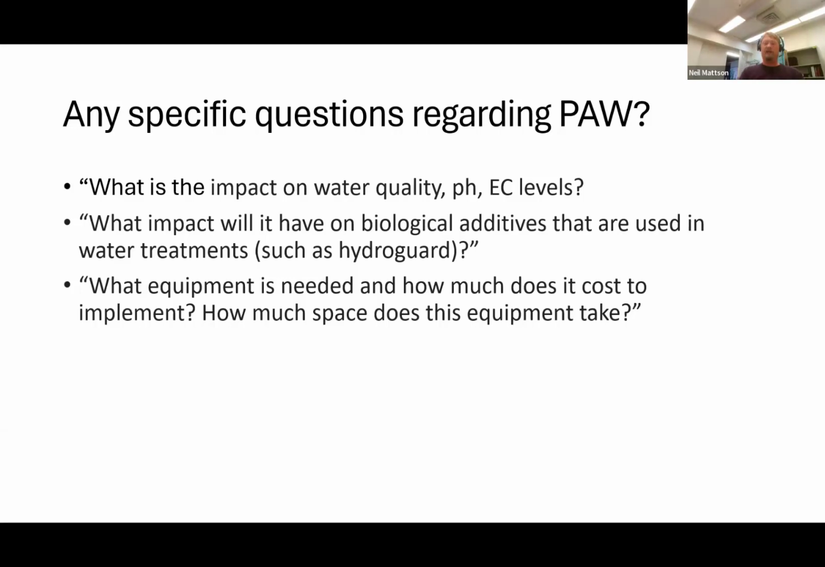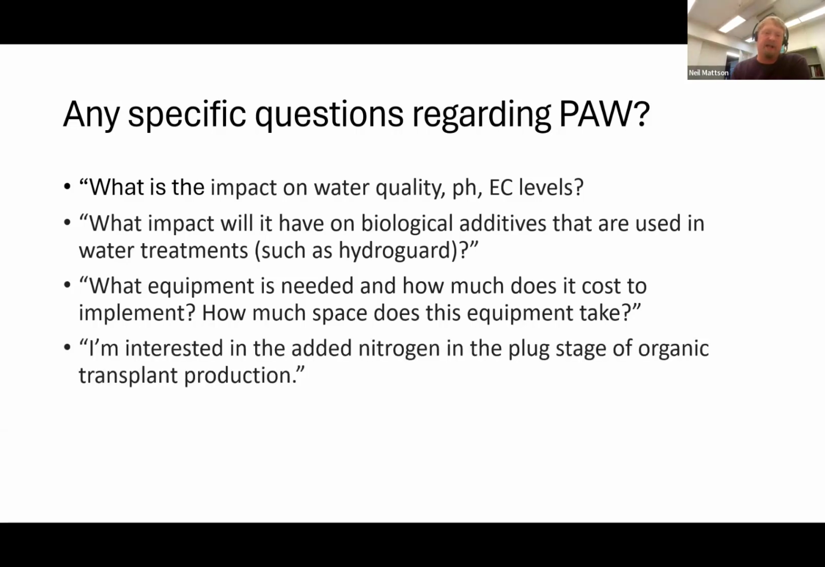And then what equipment is needed and how much does it cost to implement? How much space does this equipment take? I think that's a big crux of it, right? How do I practically apply it in my facility? How much does it cost? And what is the type of maintenance and things like that?